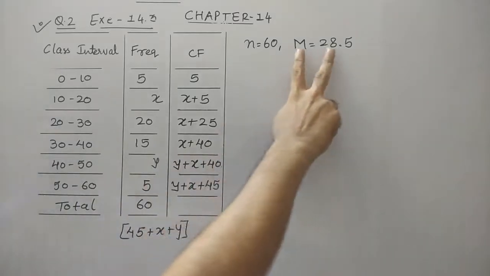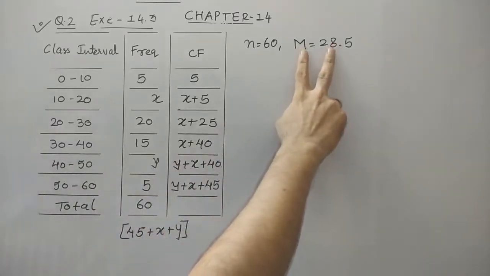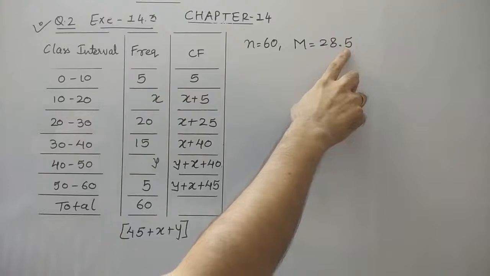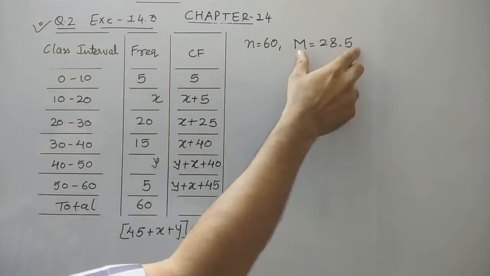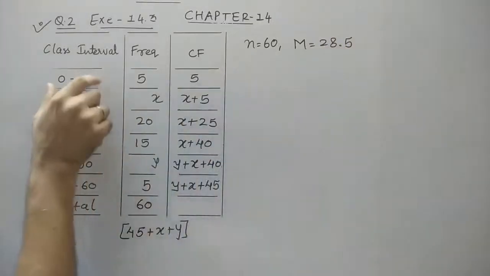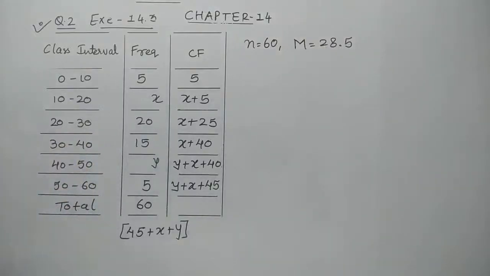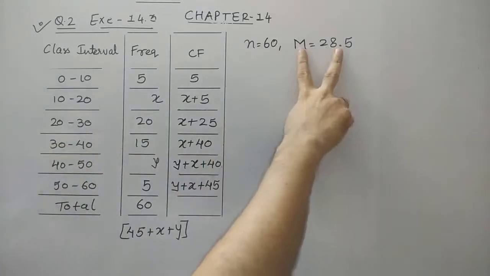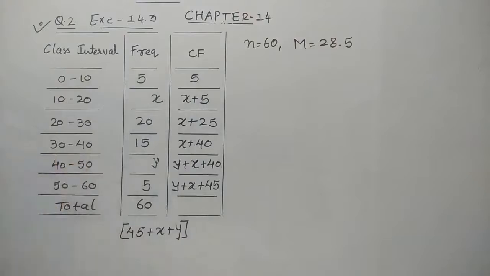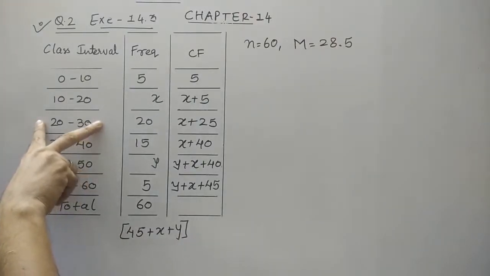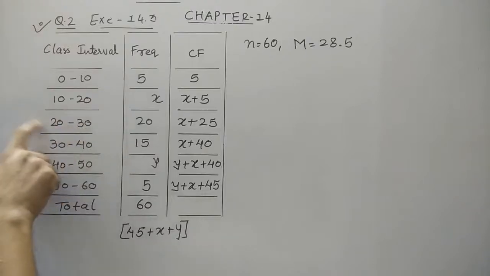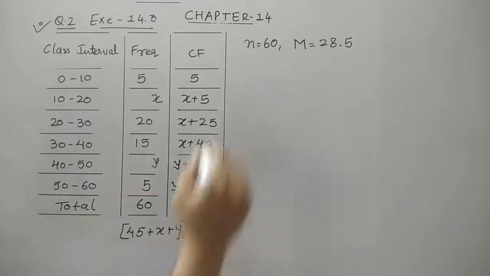You can see that the value of median, which is already given, is 28.5. Now look at this value: in which class interval does it lie? Again, this value of m, in which class interval is it coming? So we can say that it lies between this class, 20 to 30. So we come to the conclusion that 20 to 30 is the median class.